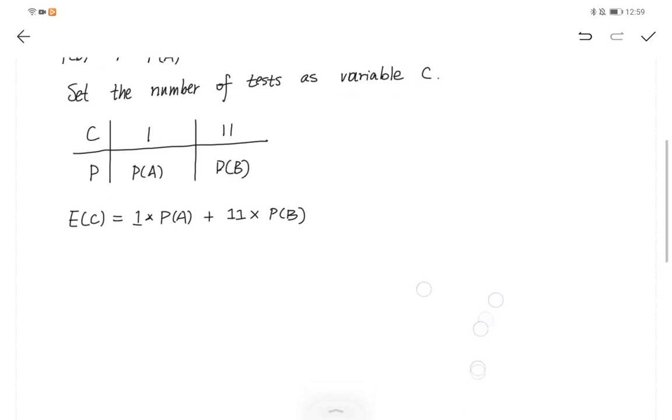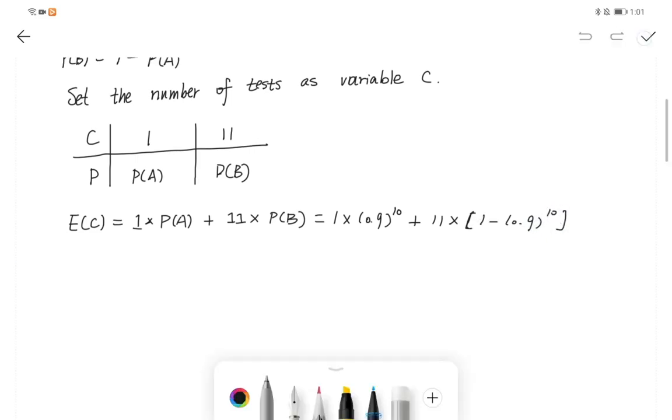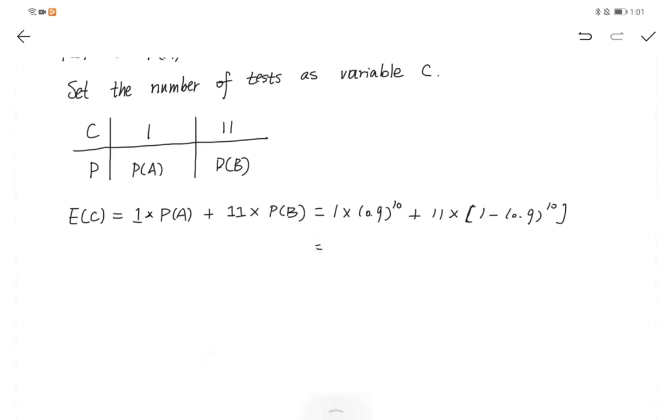And it equals 1 multiplied by 0.9 to the 10th power plus 11 multiplied by 1 minus 0.9 to the 10th power. So we can get the expectation of variable C is 7.513.